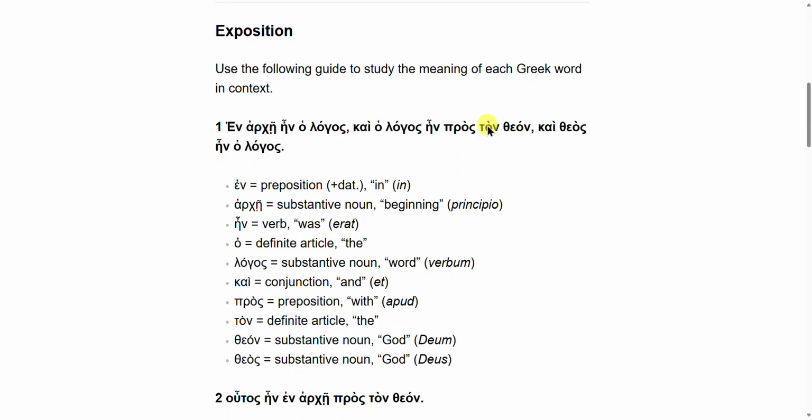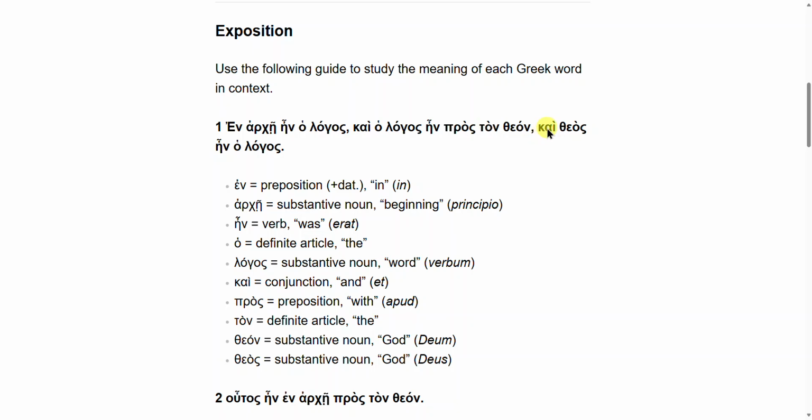Now, in an English translation, you may not see the article translated because since we're monotheists, we don't feel a need to include the article when we refer to God. It's a proper noun. We only use it with reference to the one true God, the creator of the world. So in English translation, you normally won't see that article brought into the English.